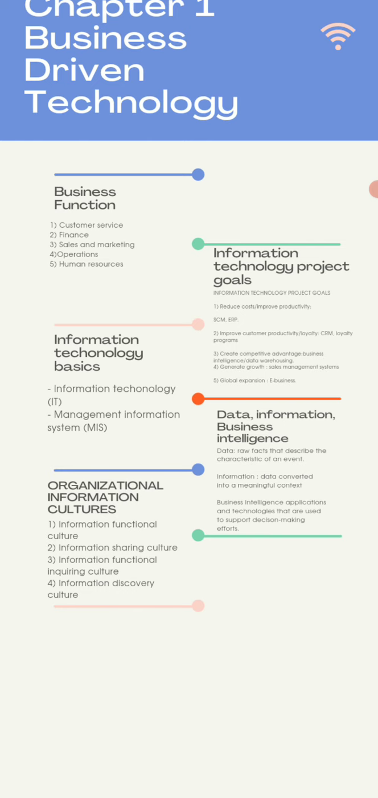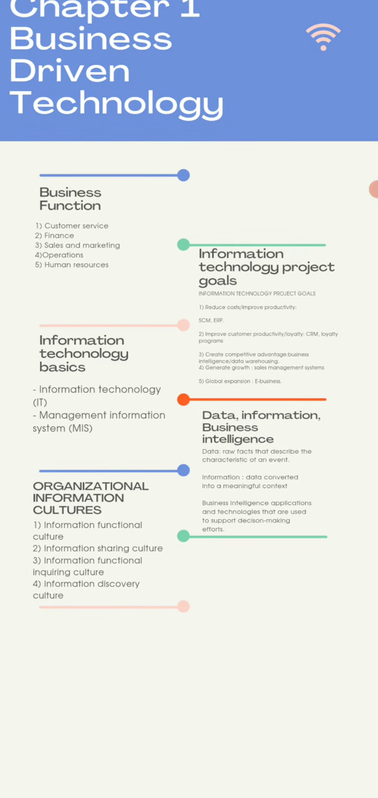For finance is accounting packages. For sales and marketing, there should be campaign management, customer relationship management. For operation is supply chain management. And for human resources, software to attract employees at risk of leaving.